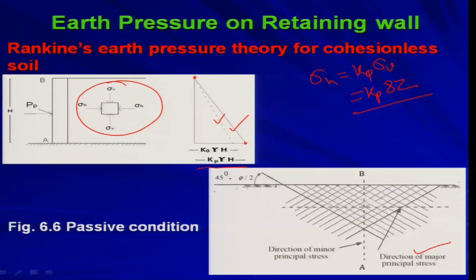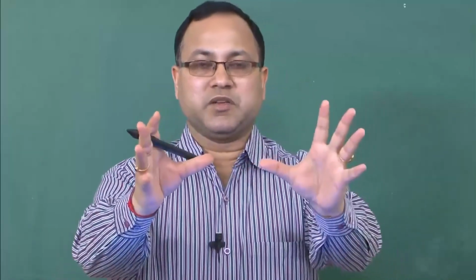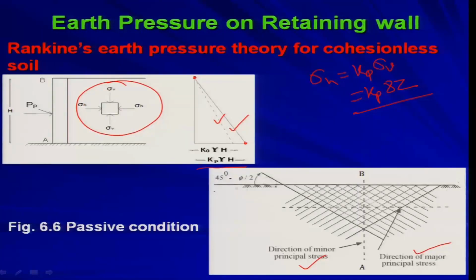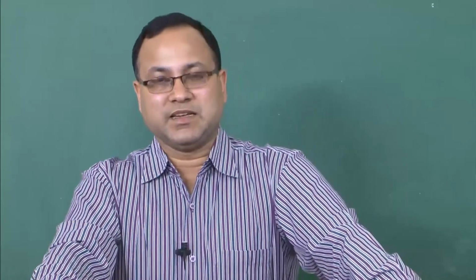In case of active state, the direction of major principal stress was vertical, now it is horizontal. That means you are pushing the wall towards the backfill, this is your main action. So, that should give you the major principal stress. What is the direction of the minor principal stress? That is nothing but vertical. So, this is your major principal stress direction and this is your minor principal stress direction, which is just reverse than the active state.